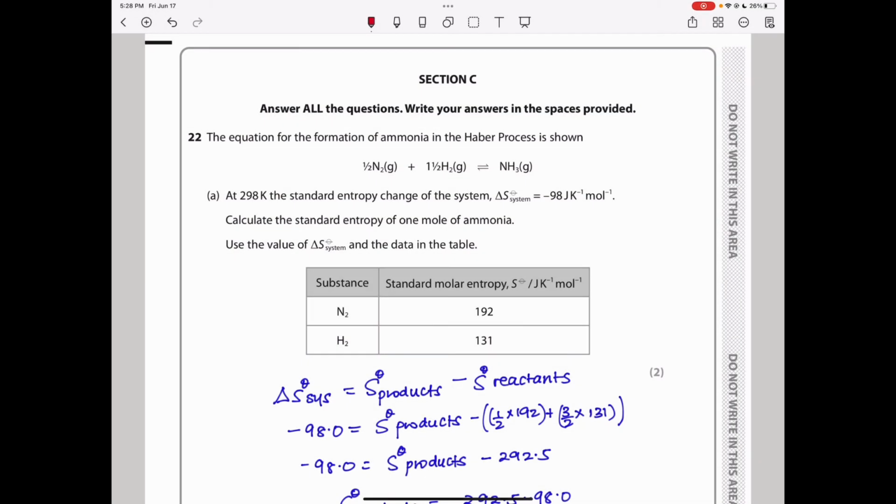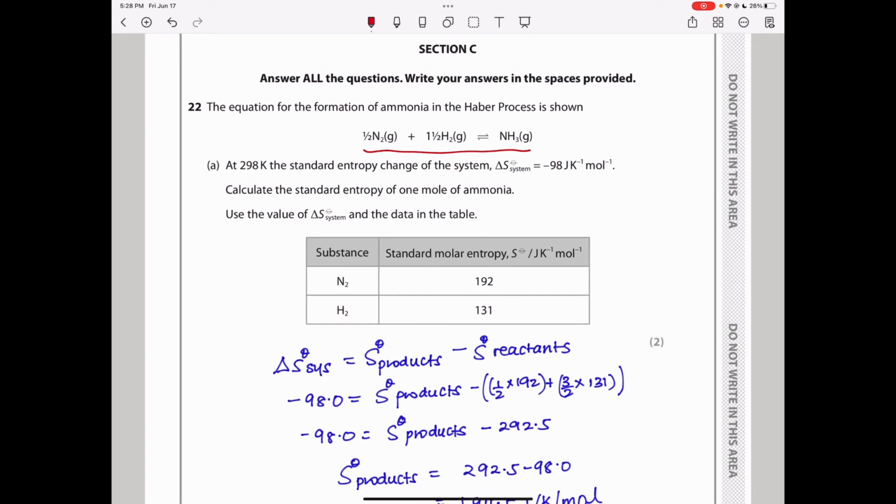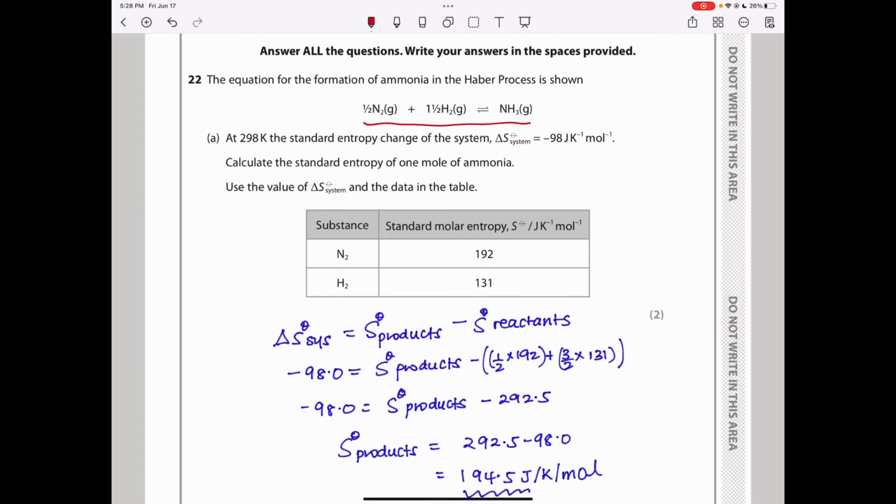Section C, question 22. The equation for the formation of ammonia in the Haber process is as shown below. This is the equation. They say at 298 Kelvin, the standard entropy change of the reaction, S system, is equal to negative 98 joules per Kelvin per mole. And they say, calculate the standard entropy of 1 mole of ammonia. So they say use the value of S theta for the system and the data in the table. So we're using the values in the table, and they want us to find, of course, the missing value. So this one here, they want us to calculate the standard entropy of 1 mole of ammonia.